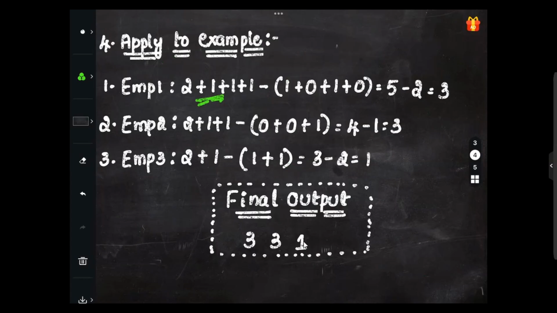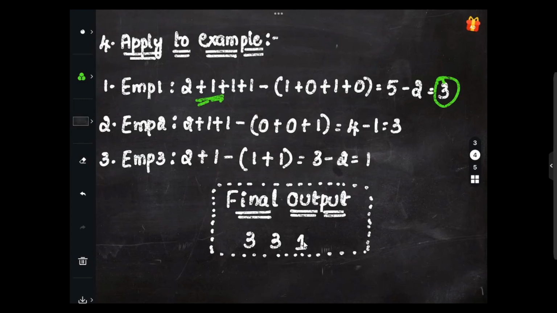Minus, we are going with this one, what do we call, the self message. That one also we have to consider, right? So this one is 1 0 1 0, so this will be 2. 5 minus 2, we will be getting 3, basically, right? So let's move on with employee 2.